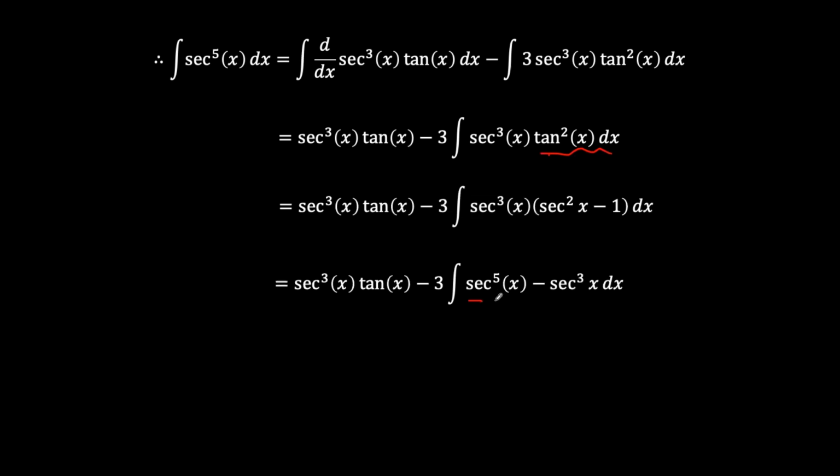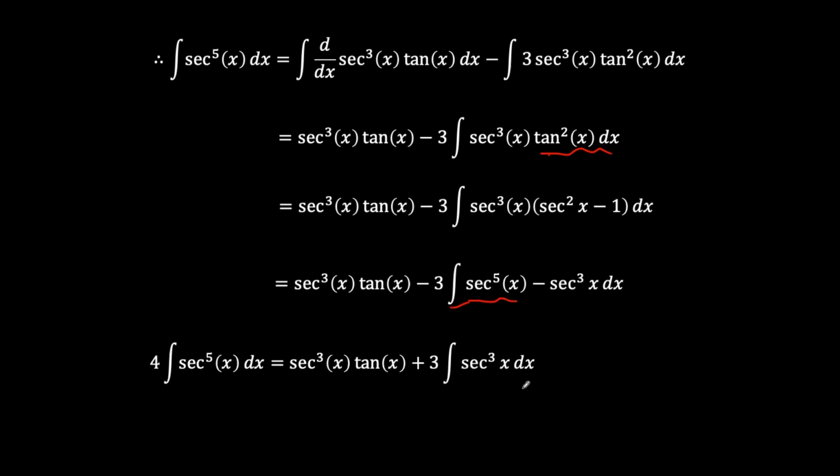Now this here, the entire integration is the same as what we have on our left-hand side. So we can just move this by adding 3 times the integral of sec to the power 5x on both sides. So we get 3 plus 1, which is 4, times the integration of sec to the power 5x being equal to sec cube x tan x plus, because we have this negative and this negative here, plus 3 sec cube x.